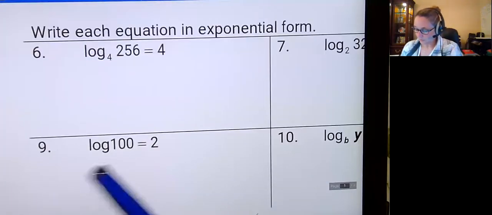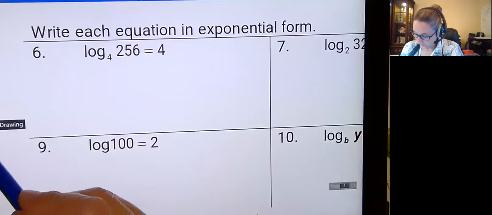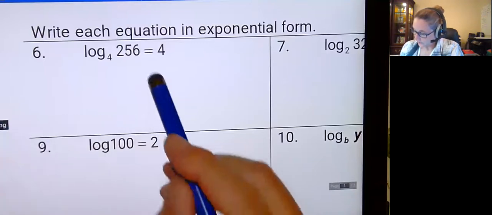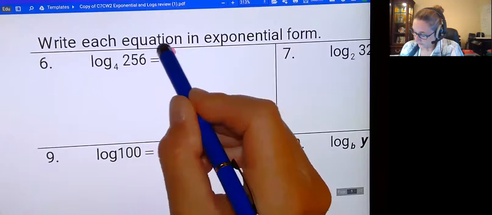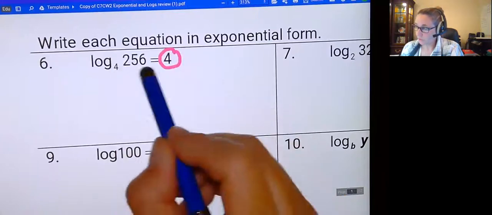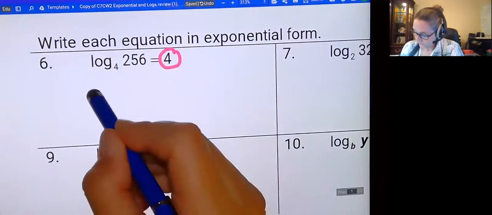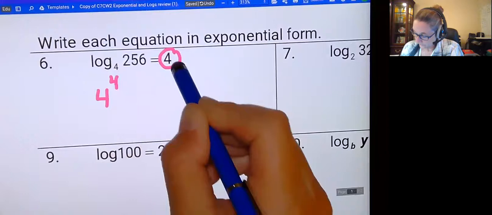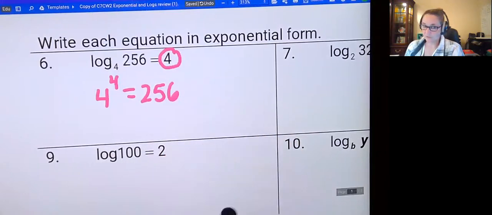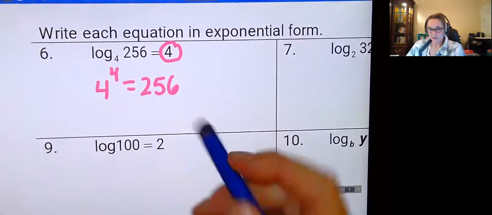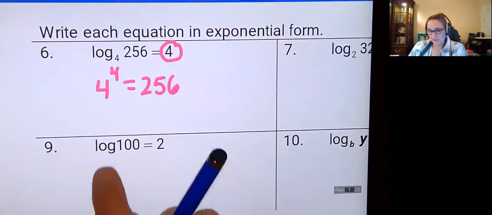So these ones we are rewriting in exponential form. So remember, this base is always your base, and your log always equals your power. So whatever your log equals, that's going to be your power. So 4 to the 4th is equal to 256. That is your answer.